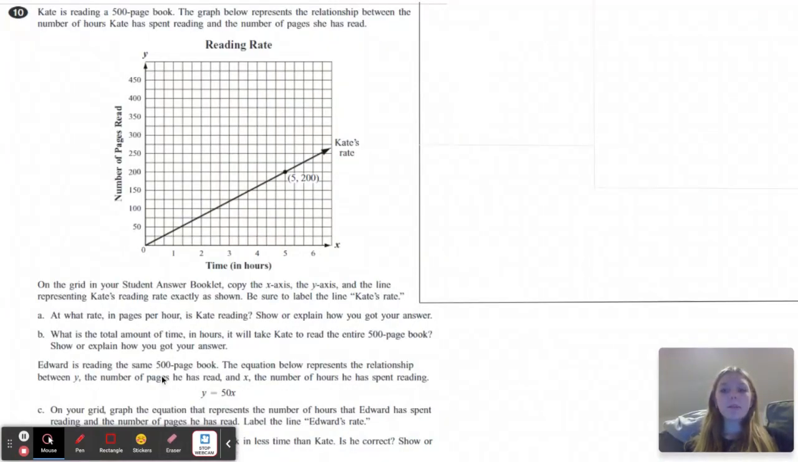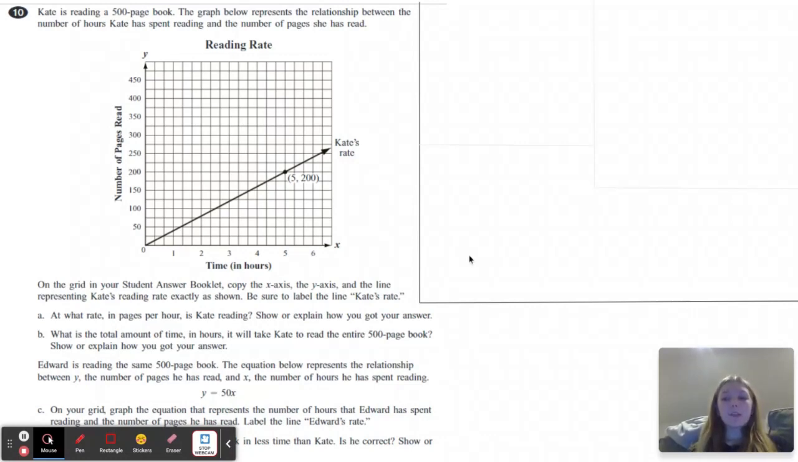Today we're going to be solving a set of problems. First off, Kate is reading a 500-page book. The graph below represents the relationship between the number of hours Kate has spent reading and the number of pages she has read. At what rate in pages per hour is Kate reading?